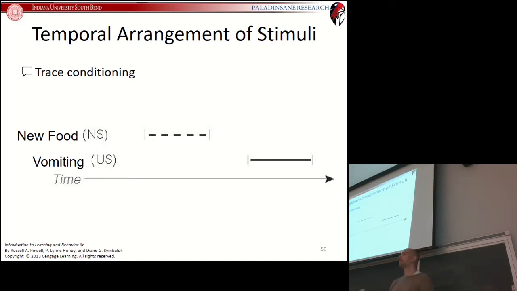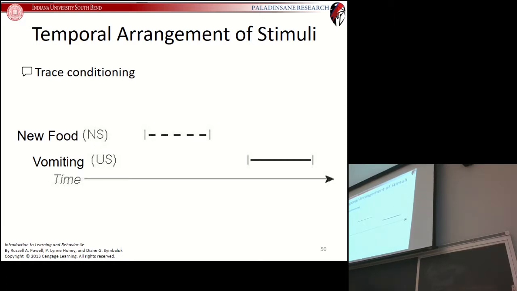So if you ever got food poisoning, what happens is you eat that new food and you're like, oh, this tastes great, this tastes great, this tastes great. You finish your meal. And then hours later, all of a sudden you start vomiting.